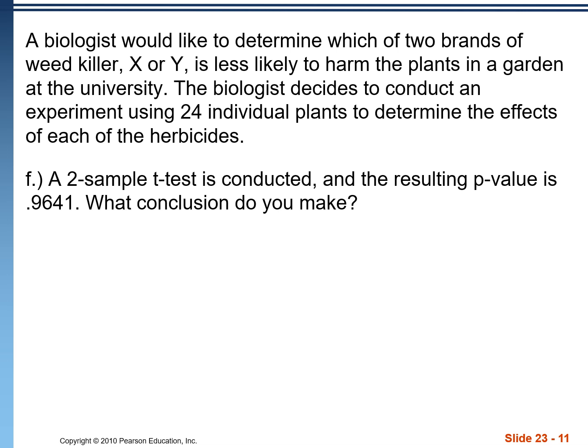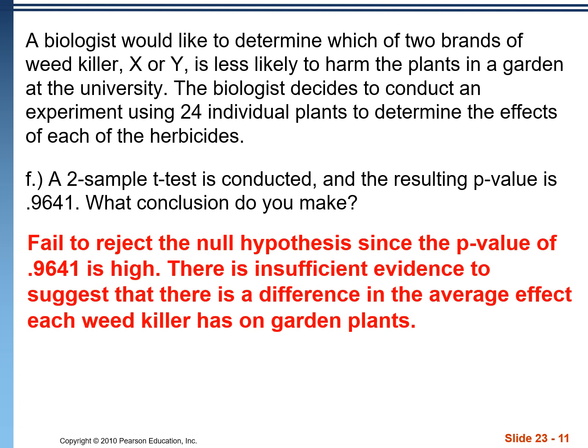What conclusion do we make? We're going to fail to reject the null hypothesis since that p-value of 0.9641 is high, very high. There's insufficient evidence to suggest that there's a difference in the average effect each weed killer has on garden plants. This is just the M and the S of PHANTOMS based on that p-value.